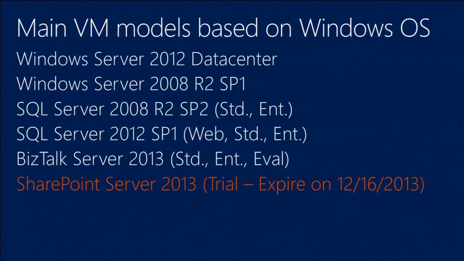What does that mean, trial? It will expire on the 16th of December of this year. So you have almost six months. It depends on when you create the virtual machine, but they created the model on the 16th of June. So you have six months from that date to check, test, and play with SharePoint without having a real license, because the virtual machine you create from that model will have an eval license of SharePoint 2013 Enterprise. Okay? So it's really interesting.